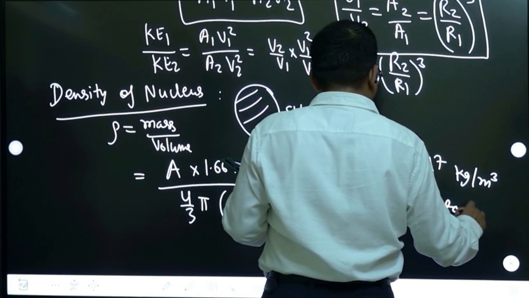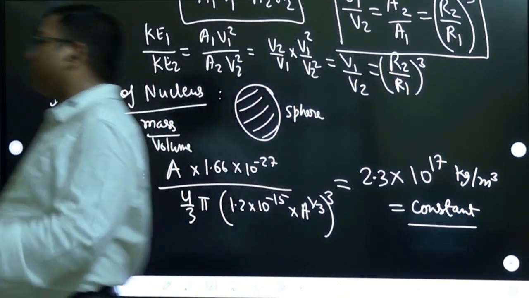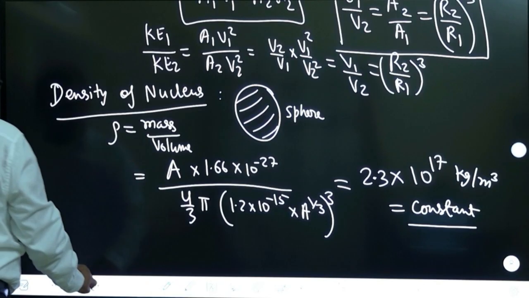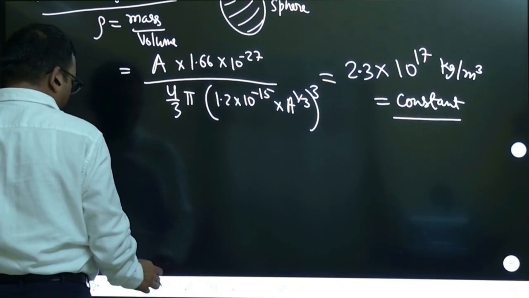That means it does not depend on what element it is. This value of density is almost constant for any kind of nucleus. It is constant, right? So that means density should not change. If the density of a nucleus changes, then there will be a nuclear reaction, right? Okay, then what else? And also note that density changes with radius.